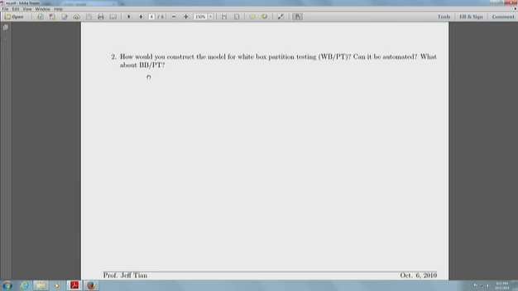And then the second part: how would you construct the model for white box partition testing? Can it be automated? What about the black box partition test? That's a kind of description. The white box partition test is essentially what you did in your homework. I think most people did the white box, and some people did a black box. White box partition test is basically you analyze the code, go through the code, and look at the decisions. Then you use the decisions to partition things out. Can it be automated? Maybe a little bit, not too much.